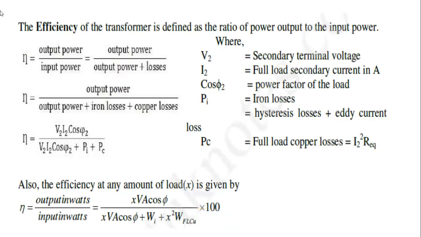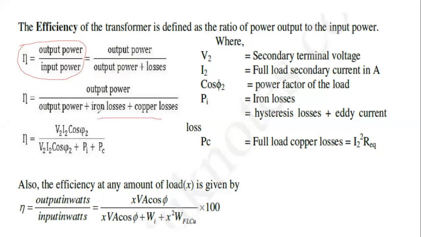Next, coming to the next topic, the efficiency of a transformer. Normally for any machine, what is the efficiency formula? Efficiency eta is equal to output by input. What is the input? The input is equal to output plus losses. Therefore, efficiency is equal to output by output plus total losses.